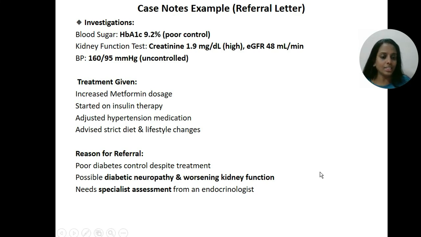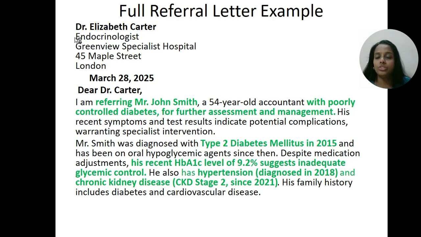Got it? So let's see. So you are just writing to Dr. Elizabeth Carter.